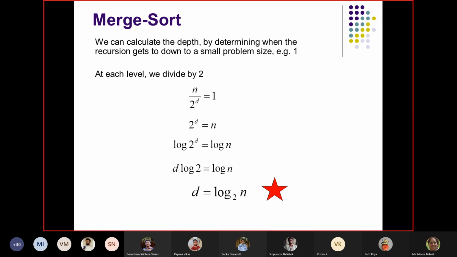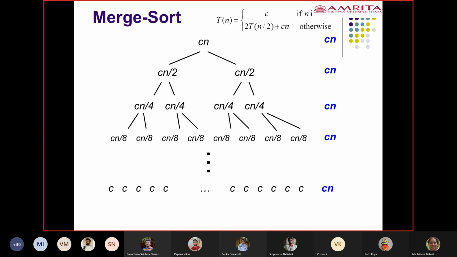Now we also have to find how much work is associated with each level. Right? You have seen that at each level the work associated is of complexity Cn. If you add, this is Cn, this is Cn, this is Cn, every level the work is of linear complexity. Cn, Cn, Cn, Cn. And how many levels do you have? The levels you have is log n. Right?